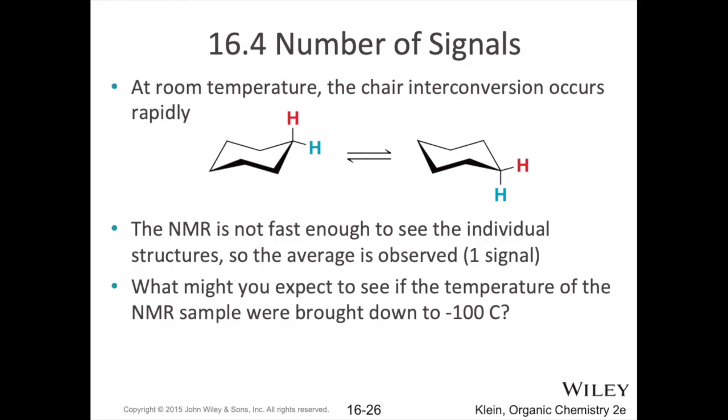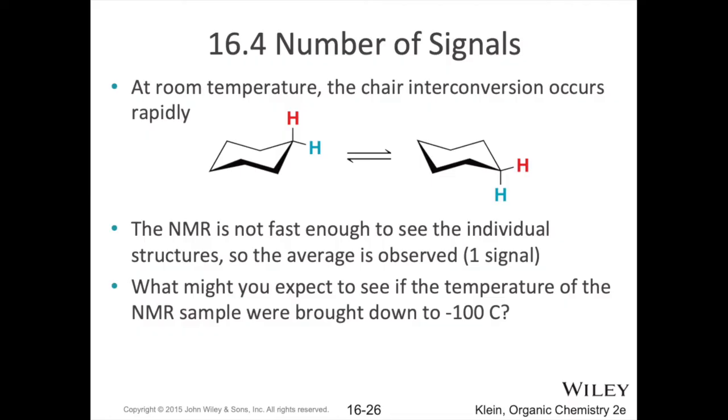When you do a ring flip, you do convert axial protons into equatorial and vice versa. And this ring flip, this conversion, happens relatively quickly at room temperature. As a result, these protons would give rise to one signal. So essentially, they are equivalent at this point.